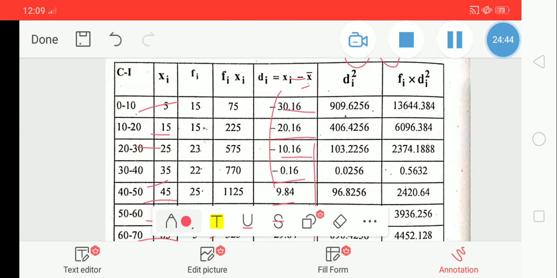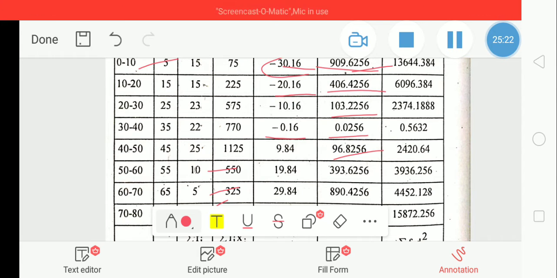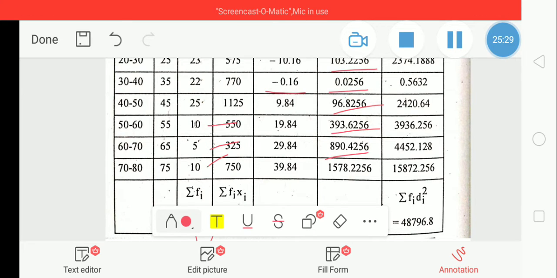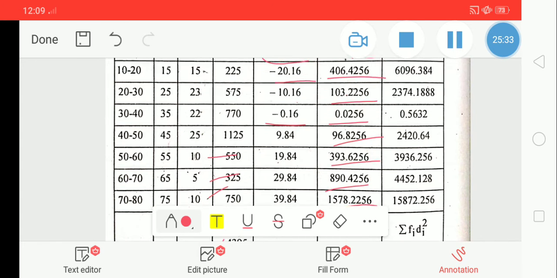Now we want di square. Di square means minus 30.16 square means this, so minus 30 multiplied by minus 30, so they give positive value, so 909.9256, and here 406.4256, 103.2256, 0.0256, and here 96.8256, 393.6256, 890.4256, and 1578.2256. That is the square of di.